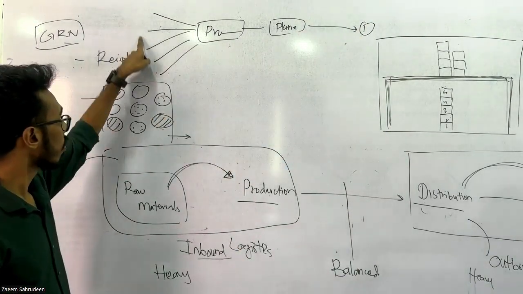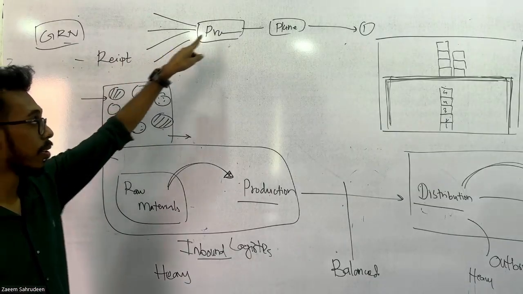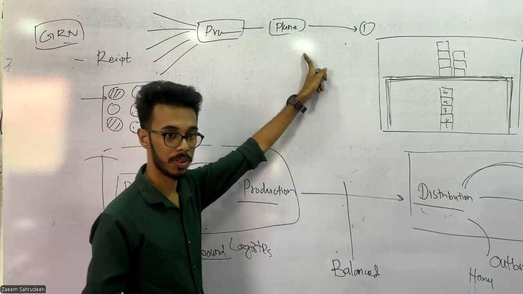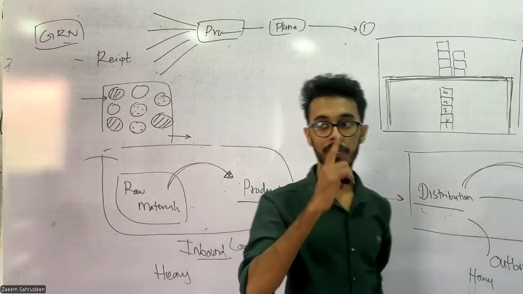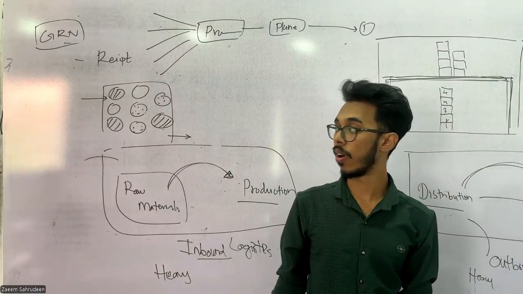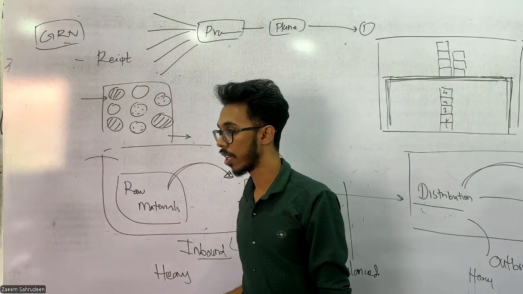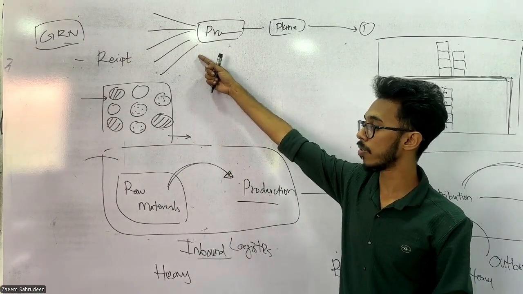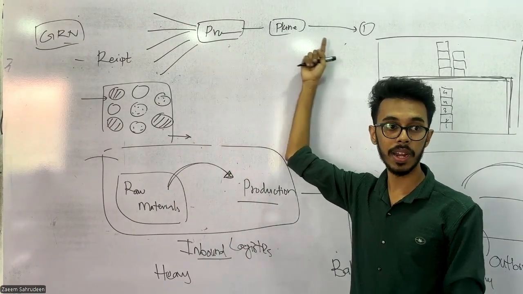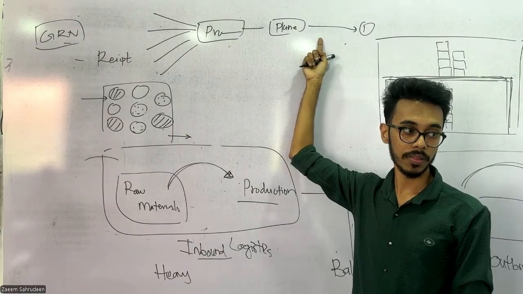So it comes to one particular location. The raw materials come from different locations. You do the production, you get the output. The output goes to one particular location. This is what we call heavy inbound, like the input processing is difficult compared to the output processing.